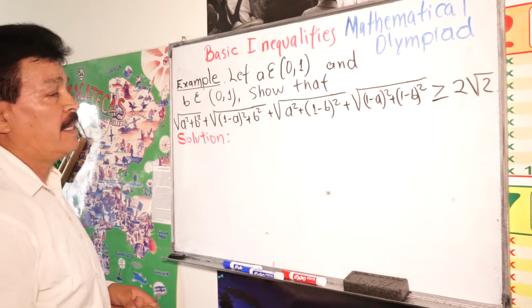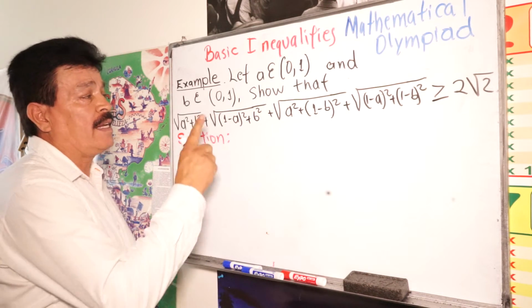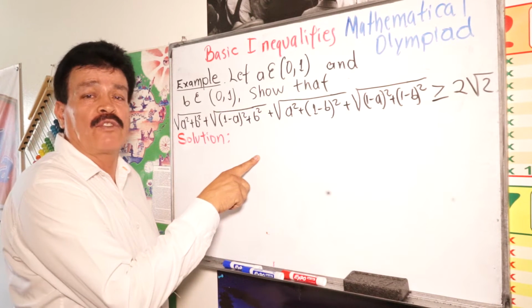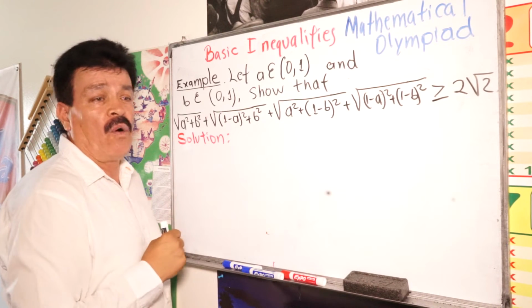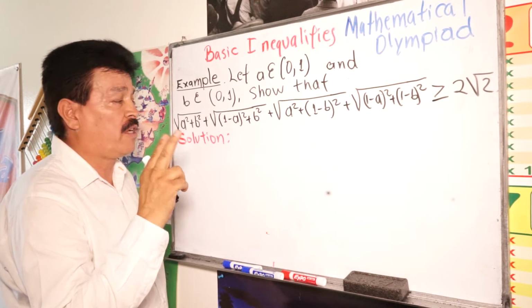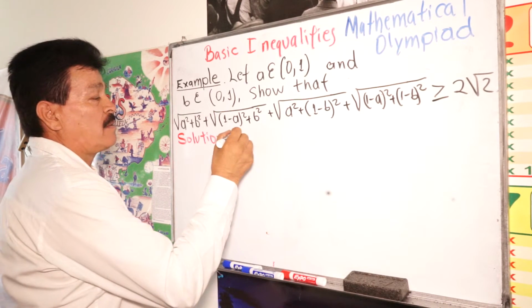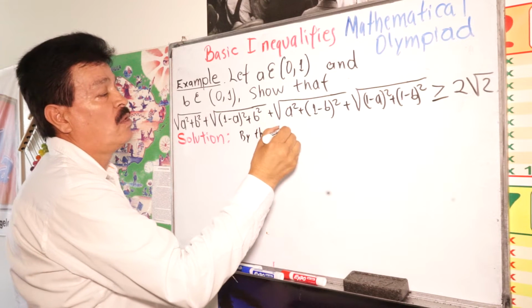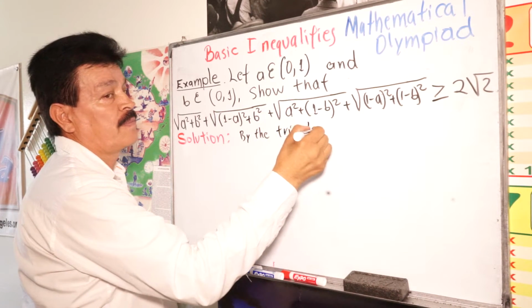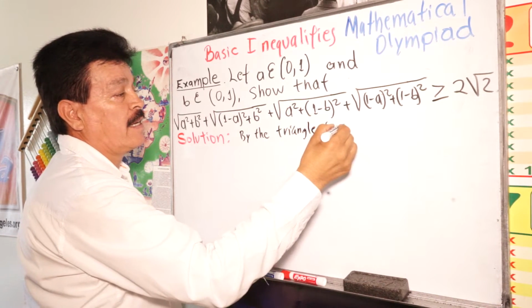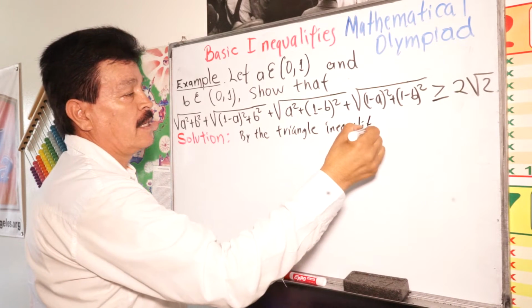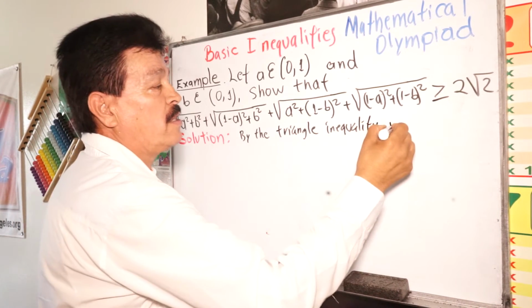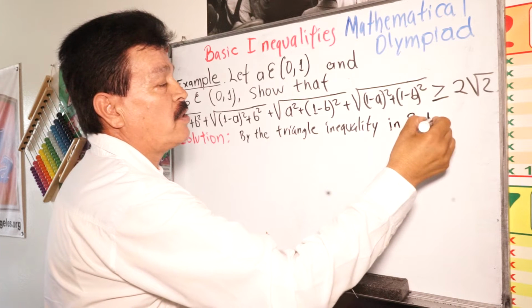In this case, the structure of the inequality can be associated with the triangle inequality in 2 dimensions. So this is by the triangle inequality in 2 dimensions.